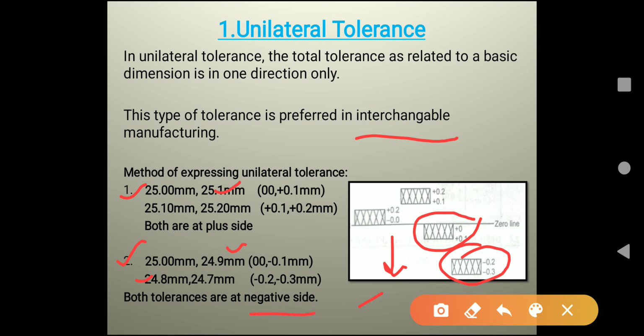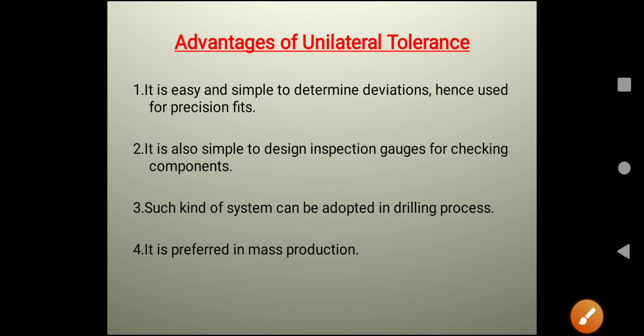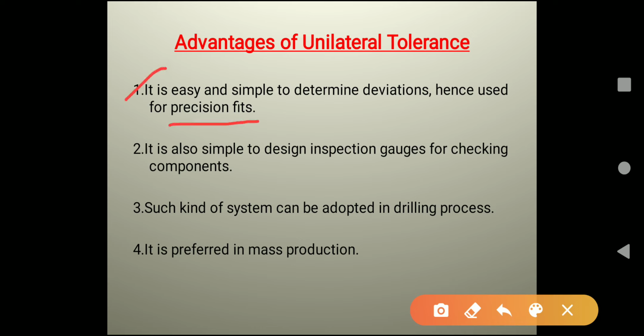Next we will see the advantages of the unilateral tolerance system. First, it is easy and simple to determine deviations, hence used for precision fits. Second, it is also simple to design inspection gauges for checking components. Third, such a system can be adopted in the drilling process, and it is preferred in mass production systems. So let us see the next.